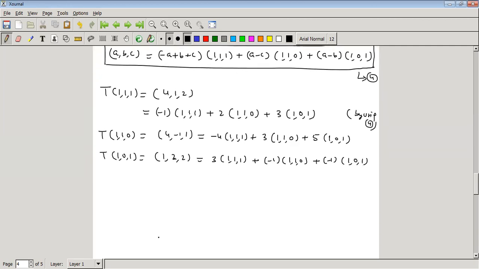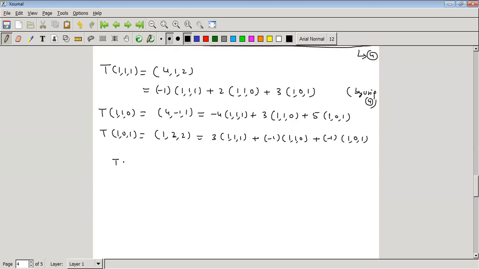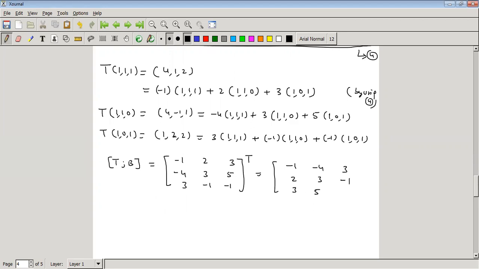So now how can we write the transformation? The matrix of transformation T with basis B is equal to the coefficients of (1,1,1), that is minus 1, 2, 3; similarly minus 4, 3, 5; and 3, minus 1, minus 1. We take the transpose of this and we get minus 1, minus 4, 3; 2, 3, minus 1; 3, 5, minus 1. So this is the associated matrix with respect to the given transformation T.